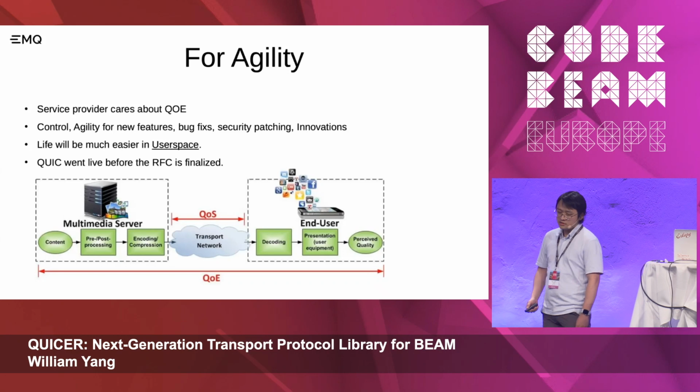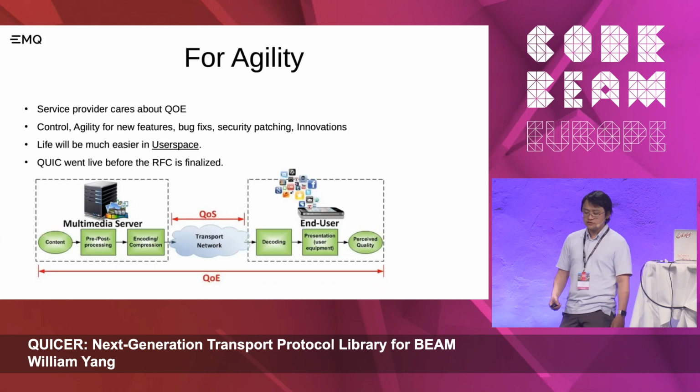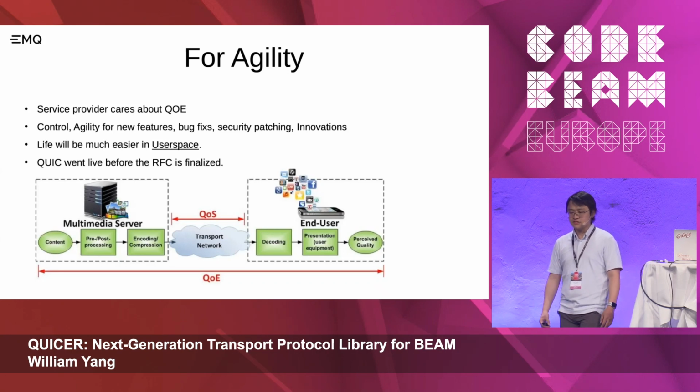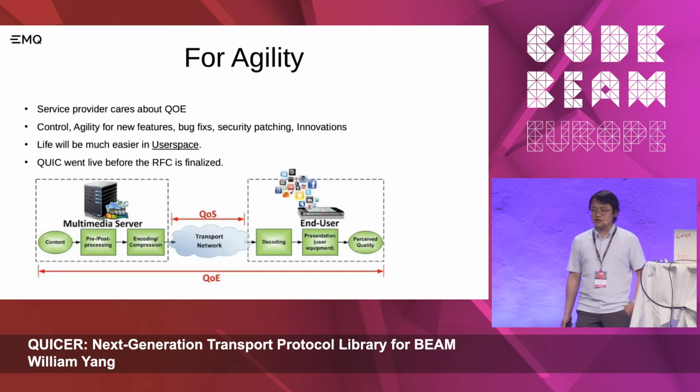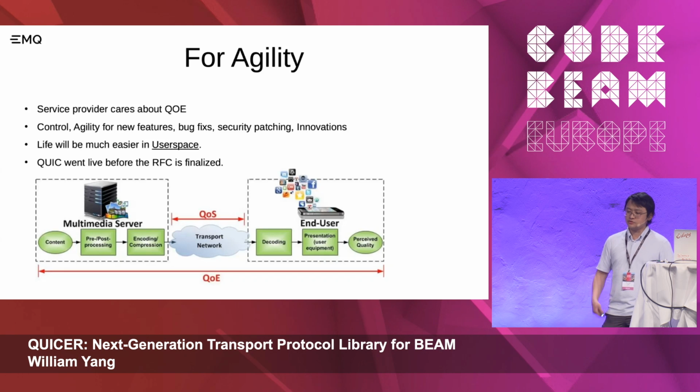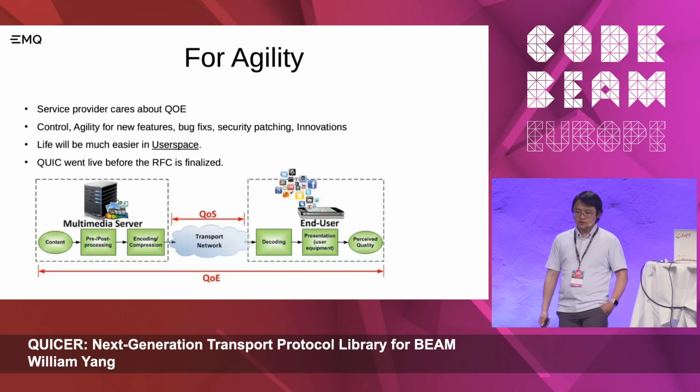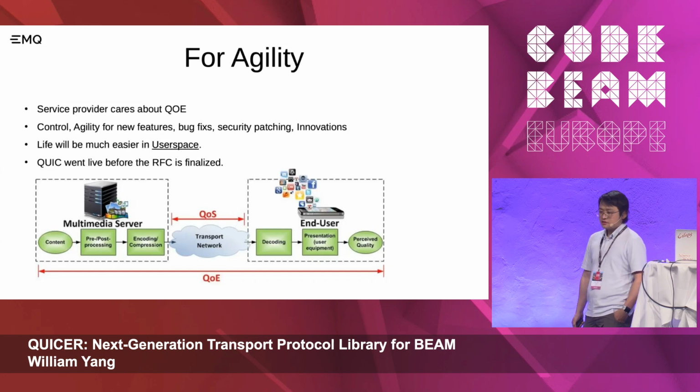So life will be much easier in user space. QUIC is mostly developed in user space instead of kernel space, because if you deploy in user space, you don't need to redeploy the kernel or recompile the kernel module. That is one reason why QUIC went live so quickly at all those companies before the RFC was finalized.